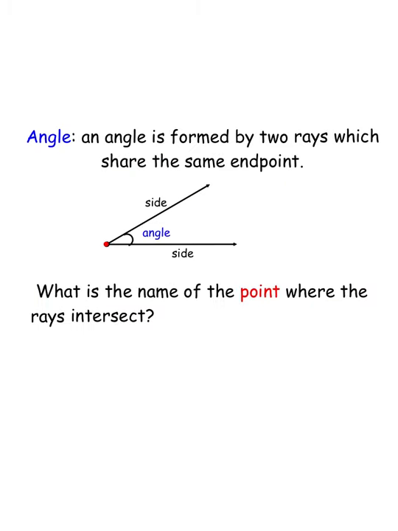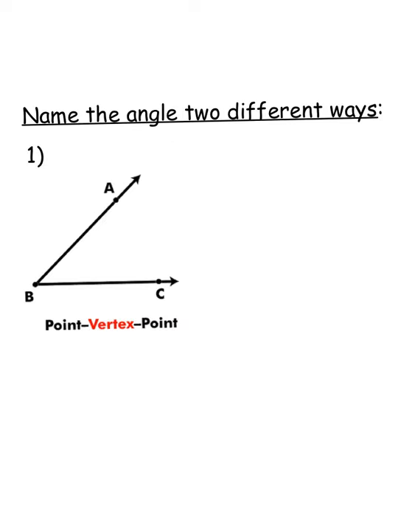So an angle, don't forget, is formed by 2 rays which share the same endpoint. It says, what is the name of the point where the rays intersect? This red point here, hopefully you remember, that is called the vertex of an angle. That is also like the hinge point of an angle.